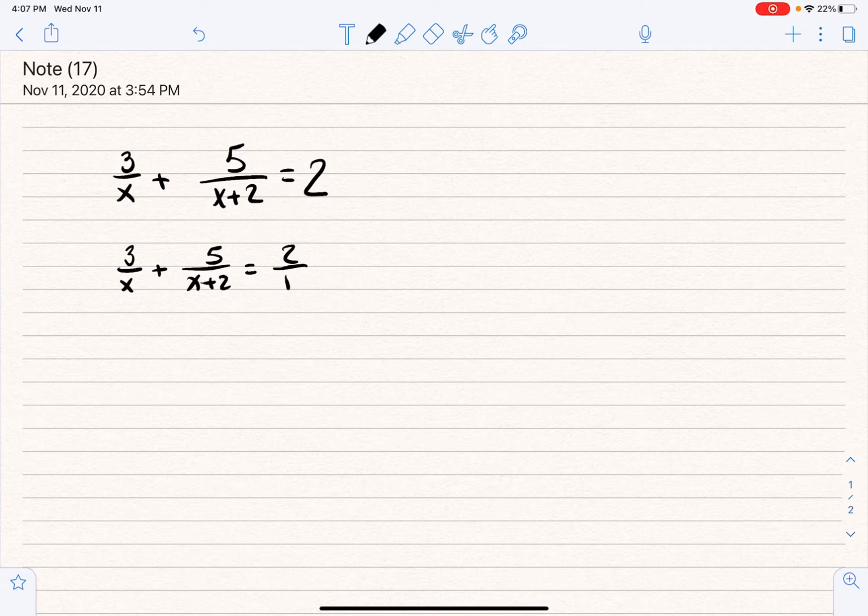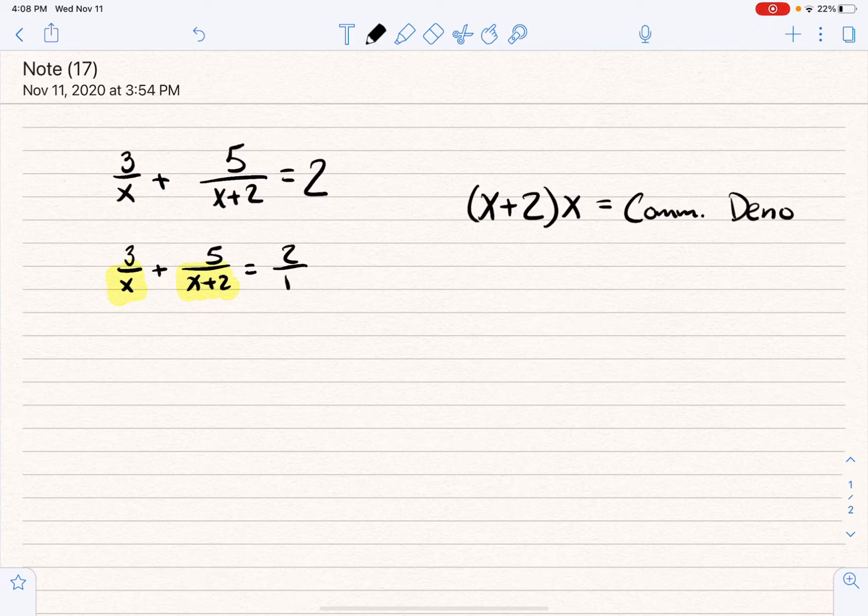Now remember, if I have this x right here and this x plus 2, that does not mean that the common denominator is just x plus 2. Remember, you can't do that. This one is x and that one is x plus 2, so the only way of finding the common denominator between those two is to multiply them. So the common denominator would be x plus 2 times x. Now, you could distribute that out, but it doesn't really make sense to do that.